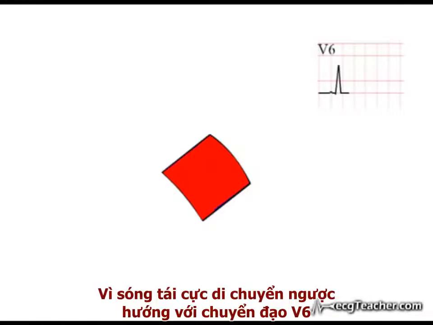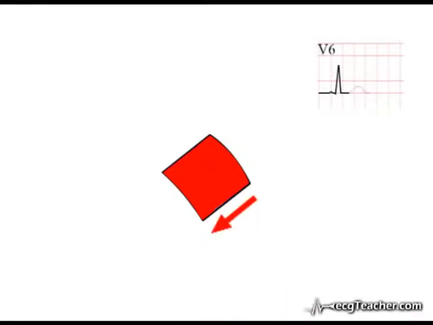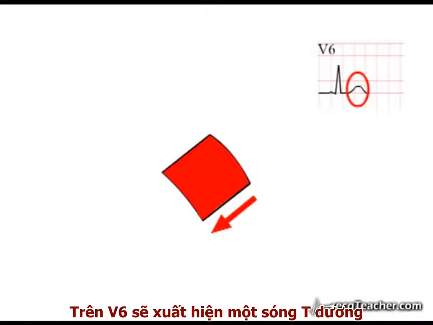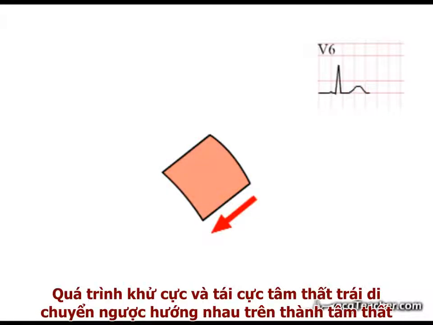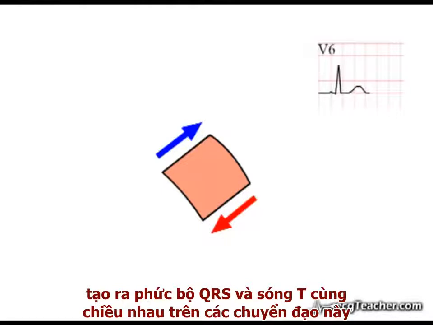As repolarization is moving away from the lead, a positive T wave is produced in V6. This is the normal situation in the left-sided chest leads. Left ventricular depolarization and repolarization move in opposite directions in the ventricular wall, producing concordant QRS complexes and T waves in these leads.